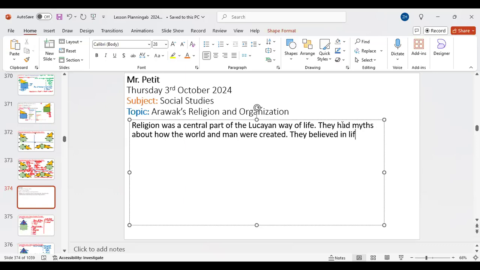in life after death. Anyone here believe in life after death? They believed in life after death, in heaven. That's what they believe. And the word for heaven is Koyaba. Koyaba. That's their word for heaven. So that's what they believed about the afterlife, right?